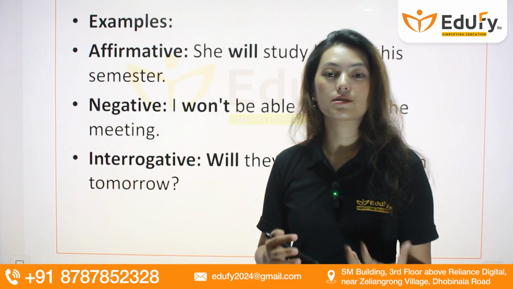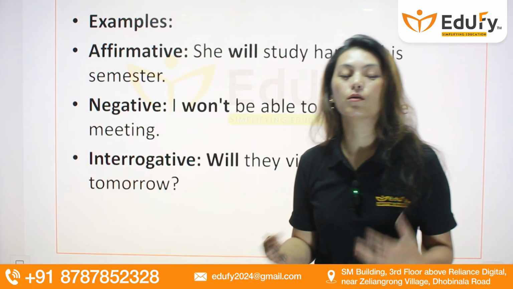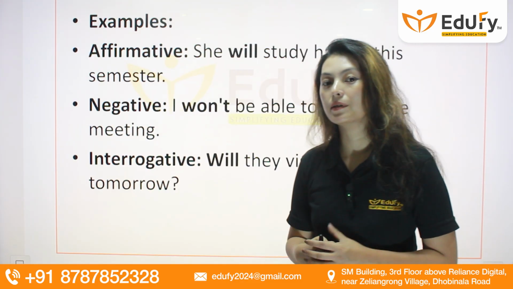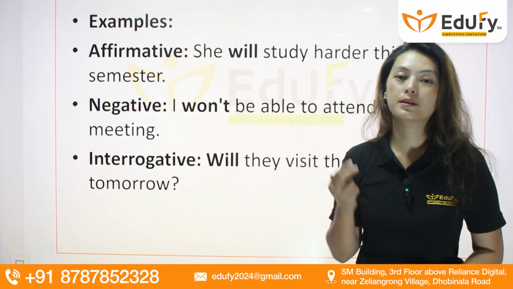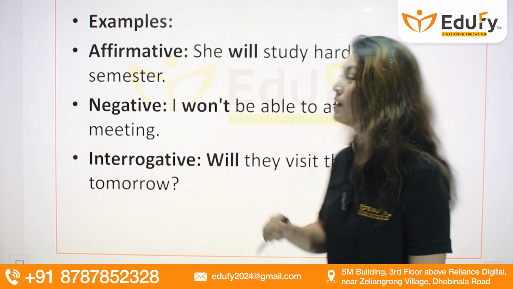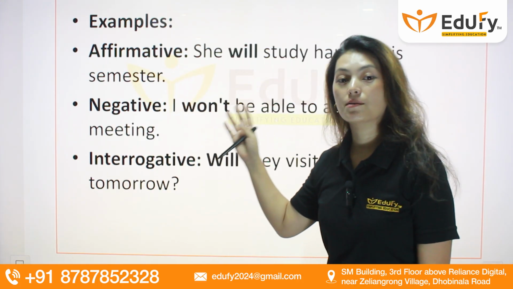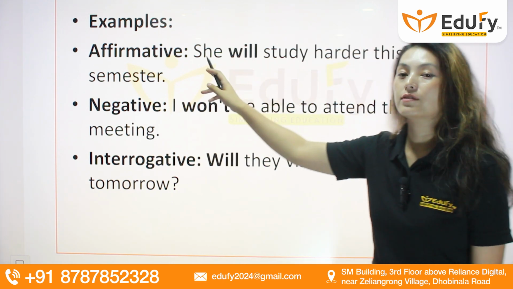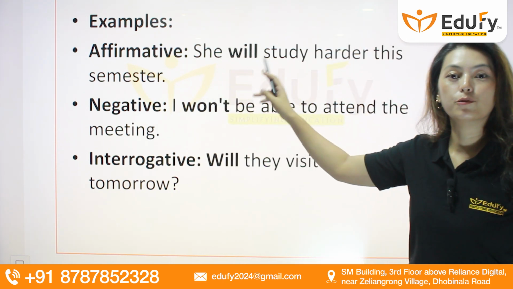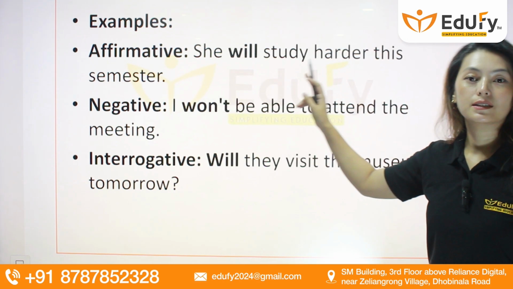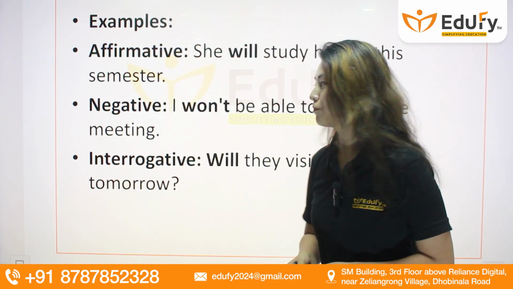Now, if you don't just remember the usage, when or how do we use it, if you don't even remember that, all you have to do is remember the basic structure of the sentences. Then you will be able to identify the simple future tenses. For example, we have the subject plus the auxiliary verb will along with the base verb, that is study. So this is a simple future tense.